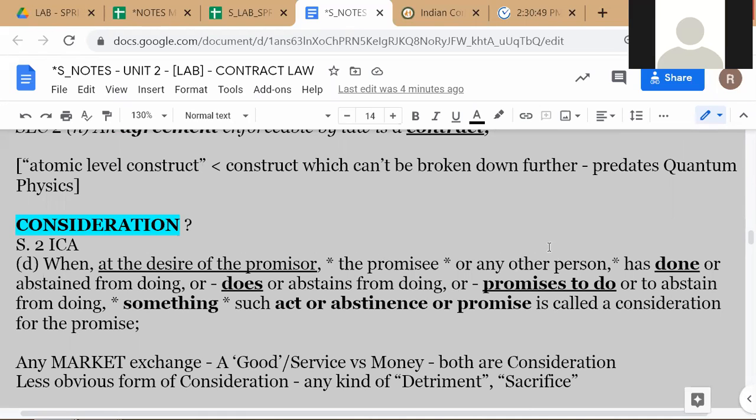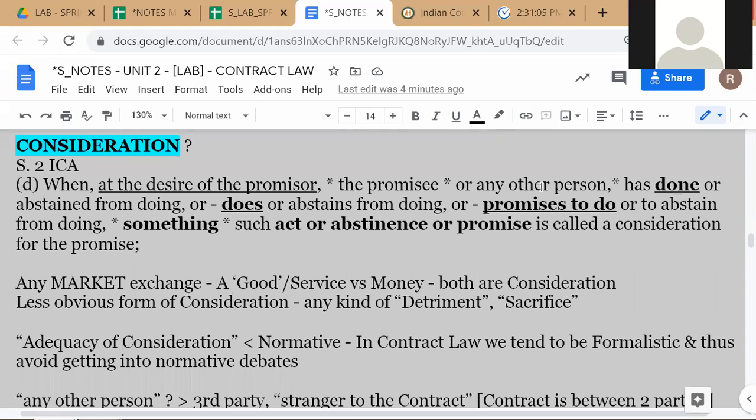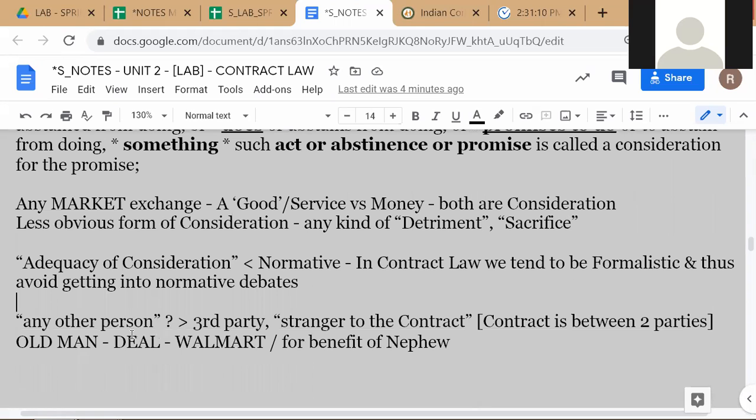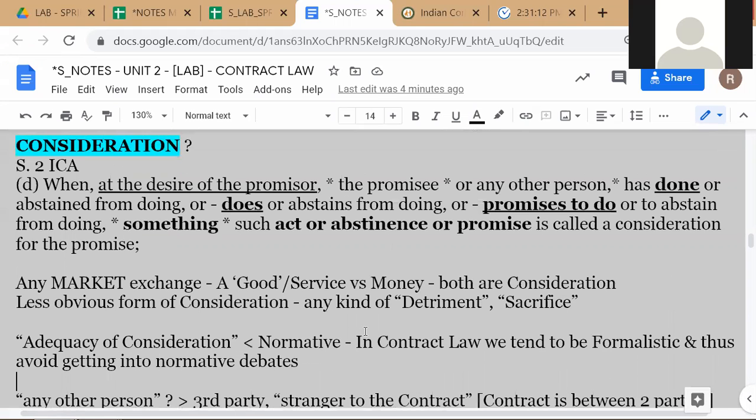Now, this idea is not there in English contract law, funnily enough, in the English common law of contract. But funnily enough, the English wrote this kind of provision into the Indian Contract Act. So it says any other person, which means, what is this any other person? Here it is actually what we call a third party. By any other person, other than, what is other? Other than promisee or promiser.